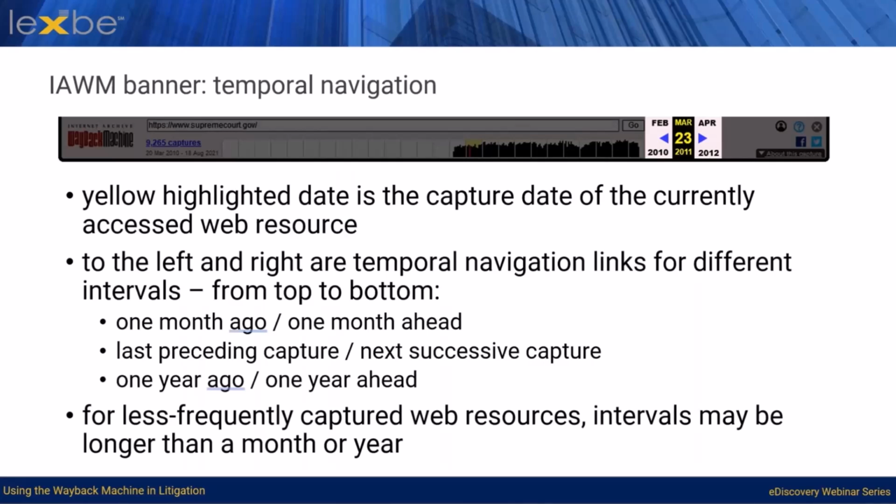Unique to the Wayback Machine banner are temporal navigation controls. The date here in the middle with yellow text is the capture date of the currently accessed web resource. To the left and right each are 3 links. From top to bottom, those are: navigate to the capture of the same web resource either 1 month ago or 1 month ahead, navigate to either the last preceding or next successive capture, and navigate to either the capture 1 year ago or 1 year ahead.